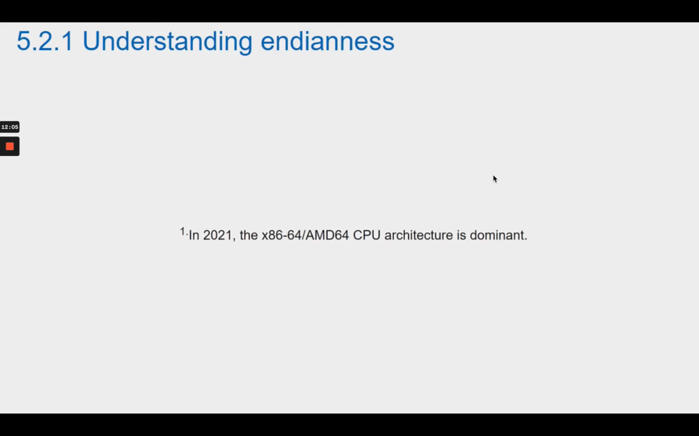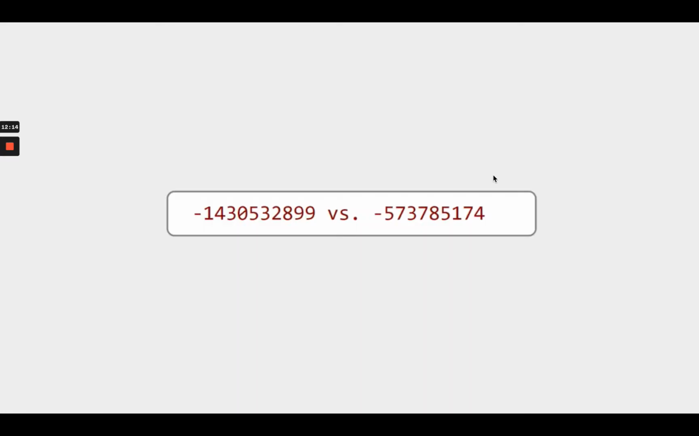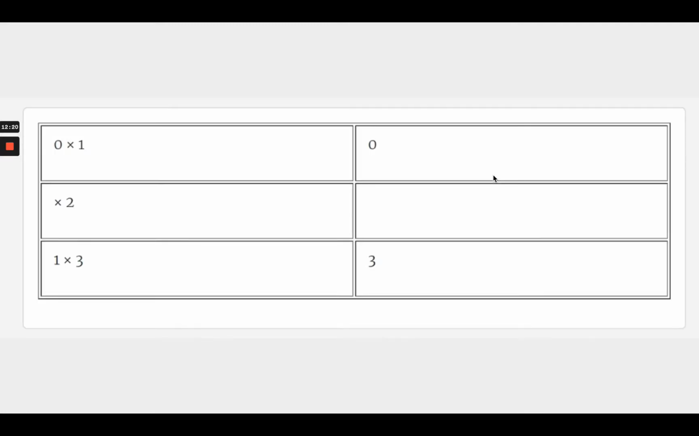Footnote 1. In 2021, the x86-64 AMD64 CPU architecture is dominant. But more exotic hardware swaps the two numbers around like this. The terminology comes from the significance of bytes in the sequence.